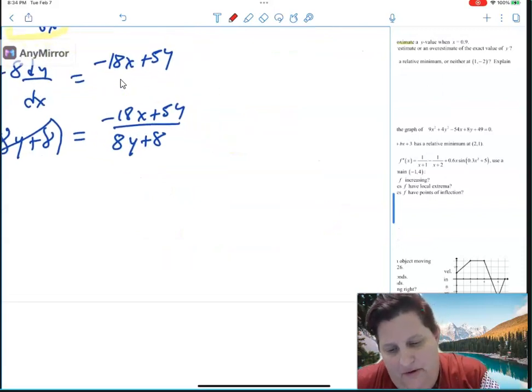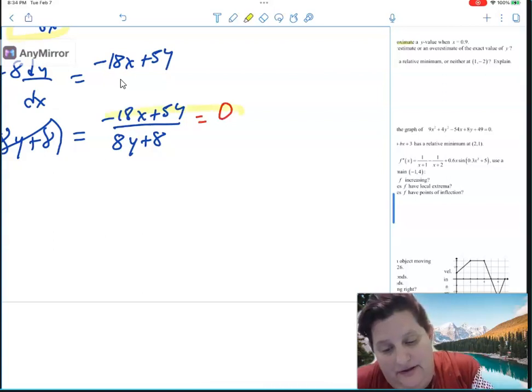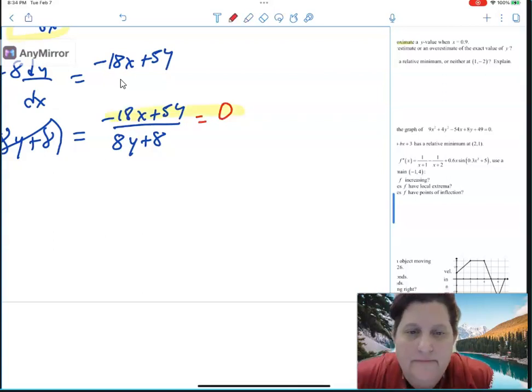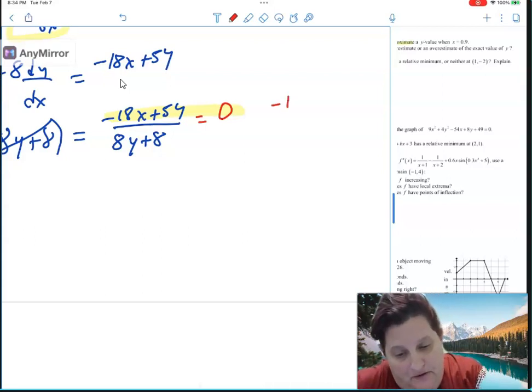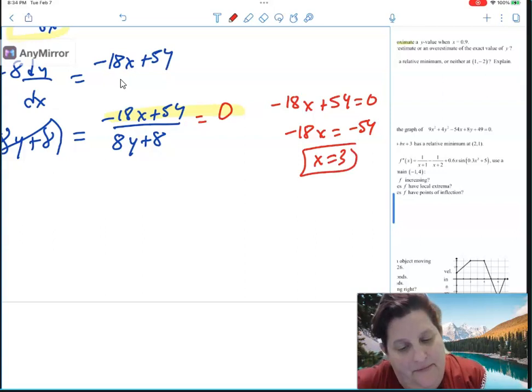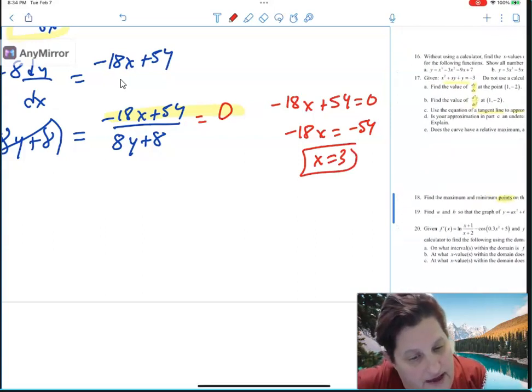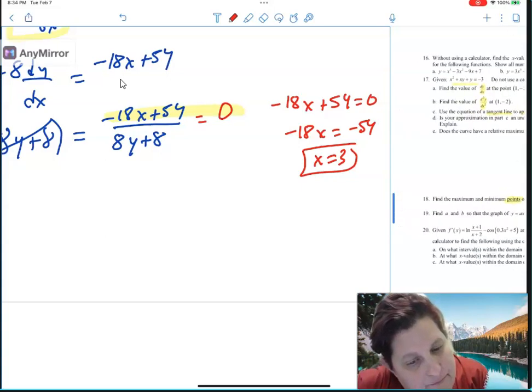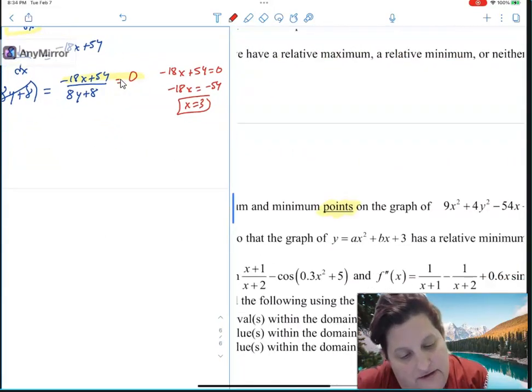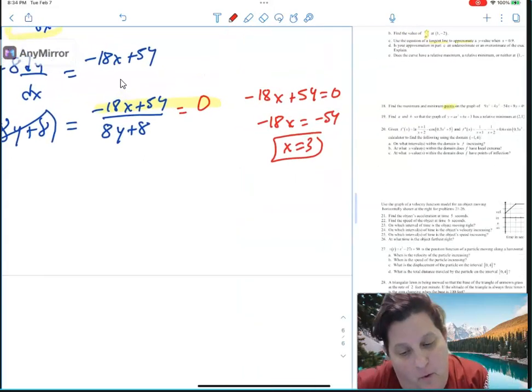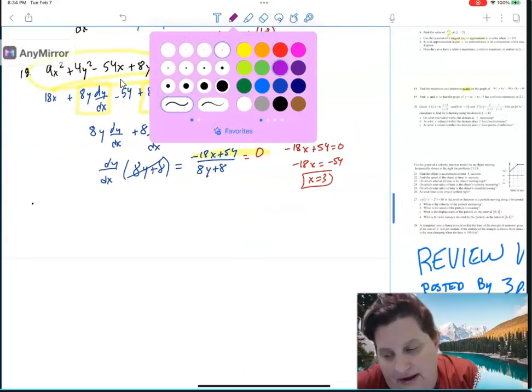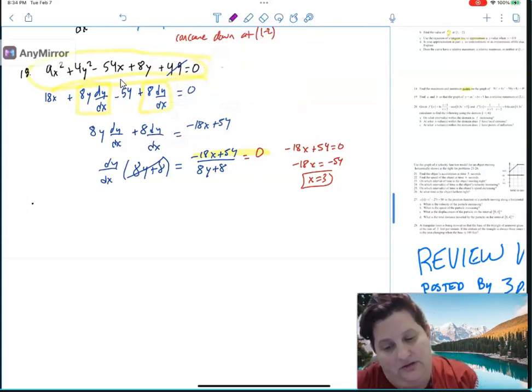Okay, now at this point, we know we have relative maxes and mins when the derivative equals 0. And so really, I can just look at where the top is 0. So if negative 18x plus 54 is 0, that equals negative 54, and x is 3. Now, you got to be careful because it does say find the points. And you guys notice it underlined that. Find the maximum minimum points. The reason it underlined that is because I've got to go back to the beginning and also find the y coordinates.